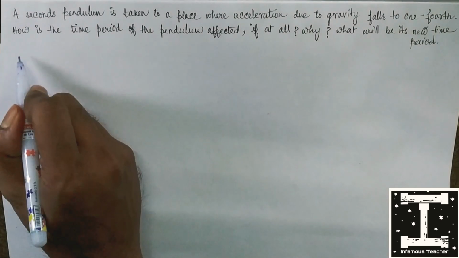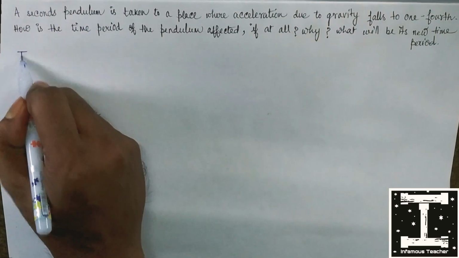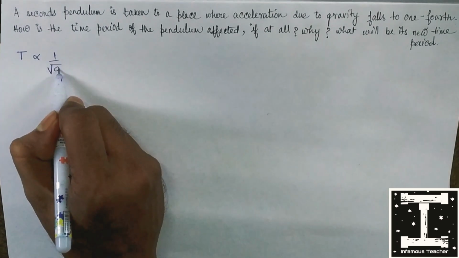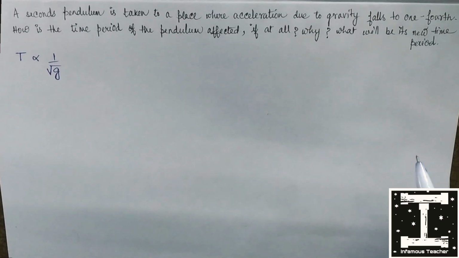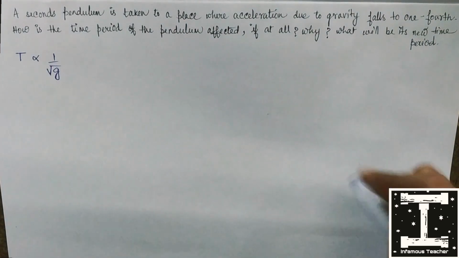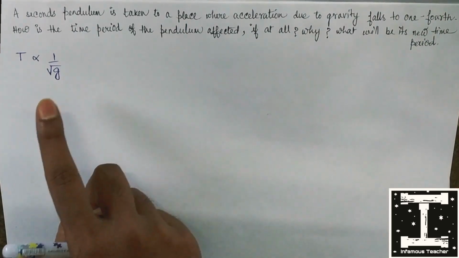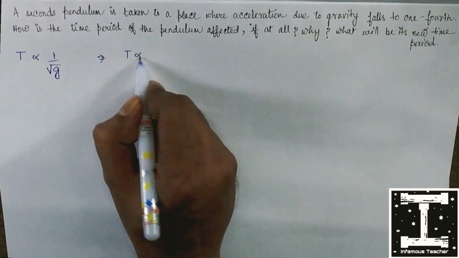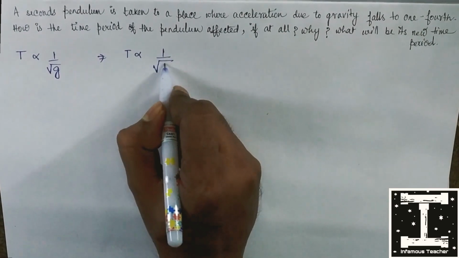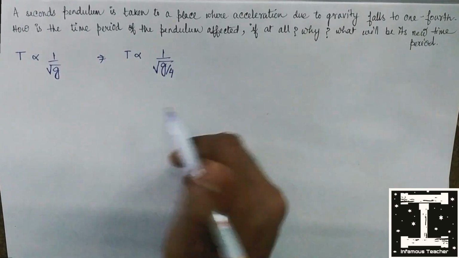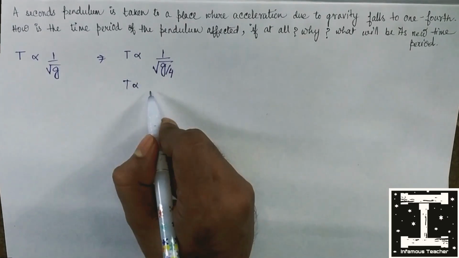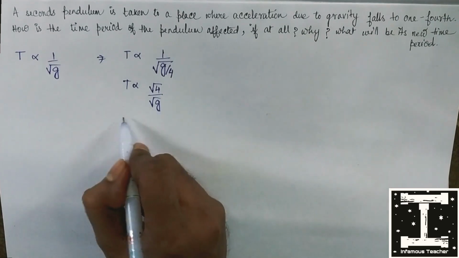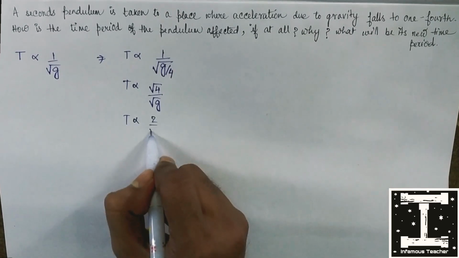Now as you all know, or those who have seen my previous video, and those who have not seen, see it from there, that time period is inversely proportional to the square root of acceleration due to gravity. So when acceleration due to gravity increases, time period will decrease. Now if the acceleration due to gravity becomes 1/4, it will be g by 4. Now denominator of denominator goes to numerator, so it will be root 4 by root g, that is T proportional to 2 by root g.